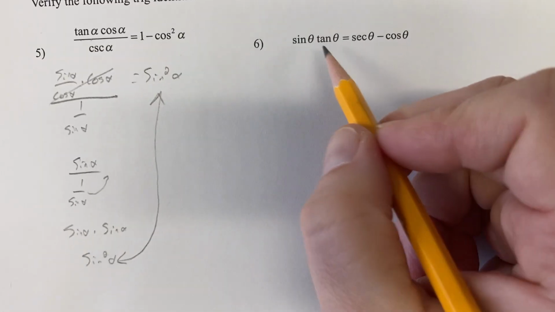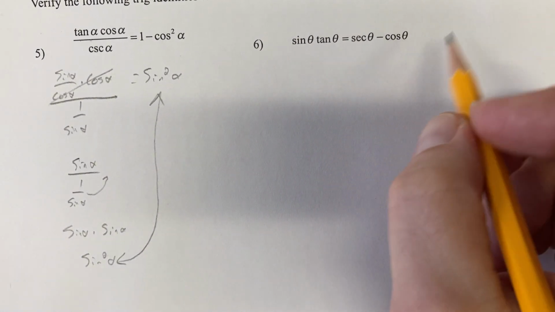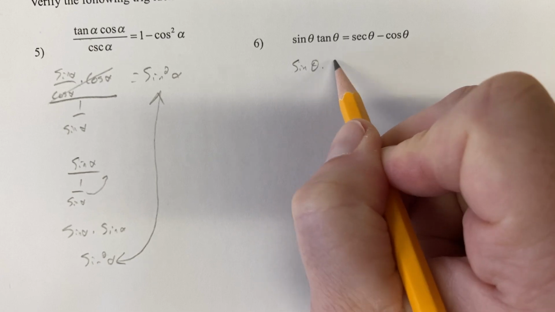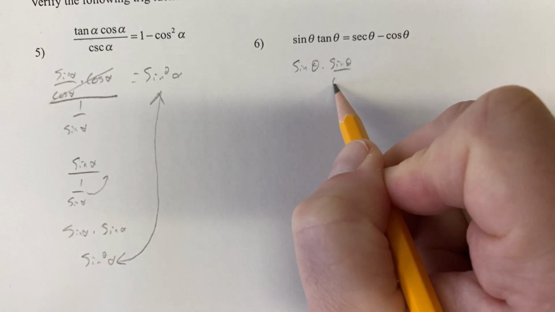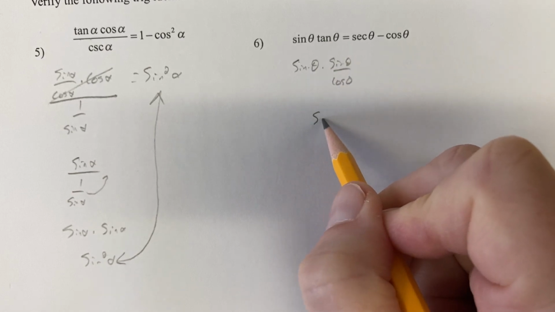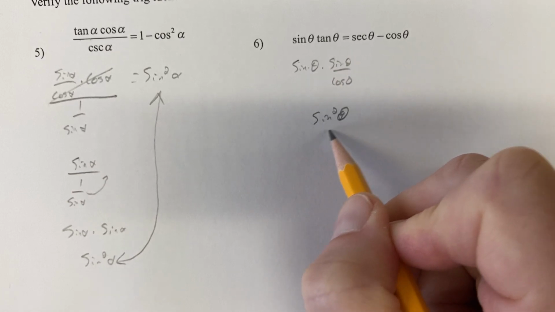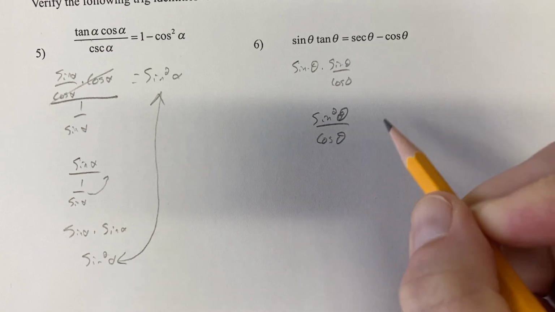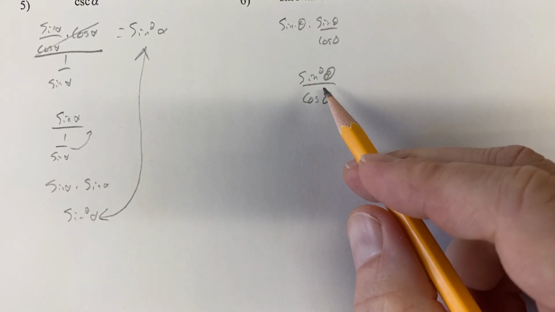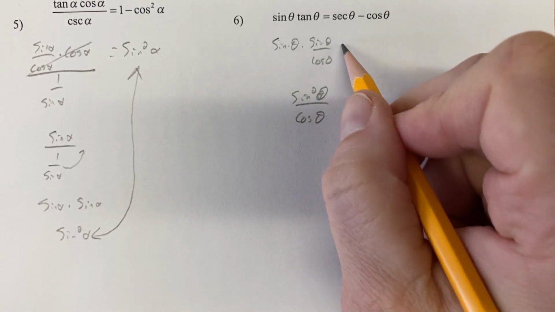Over here, I've got sine times tangent equals secant minus cosine. So I'll just work on this real quick. We've got sine theta times sine over cosine. When I multiply, I'm going to get sine times sine, which is sine squared theta over cosine theta. And that's about as far as we're going to be able to go. It's all in terms of sine and cosine. I think we're just going to stop there and see what we can do on this other side.